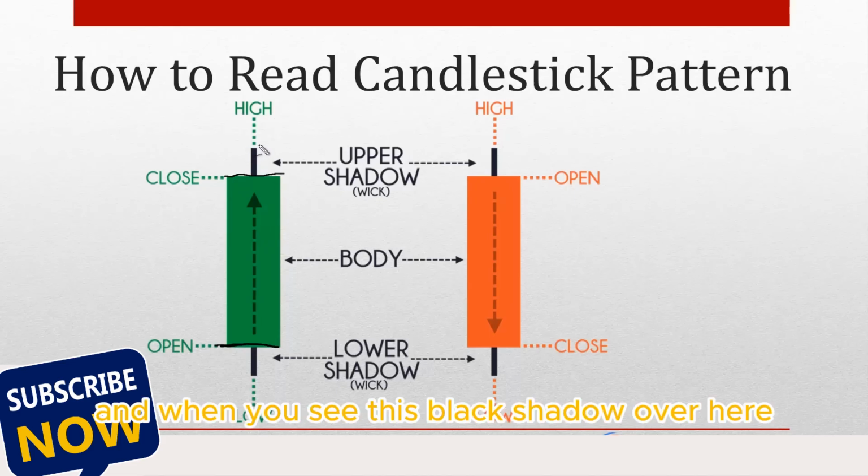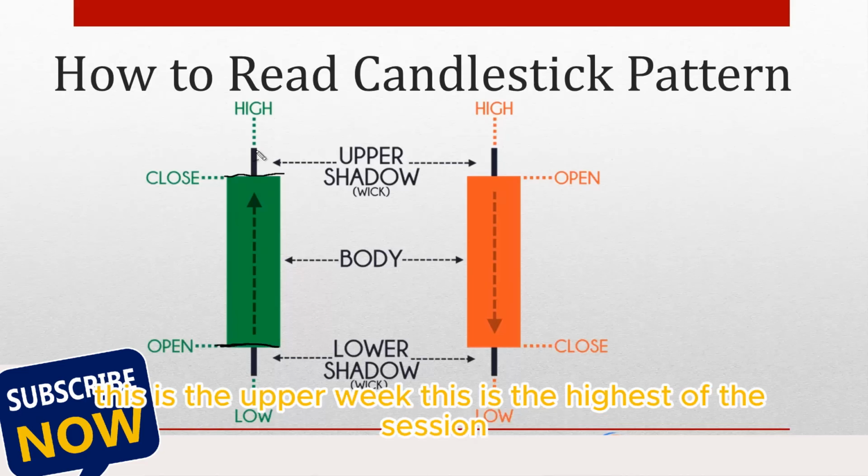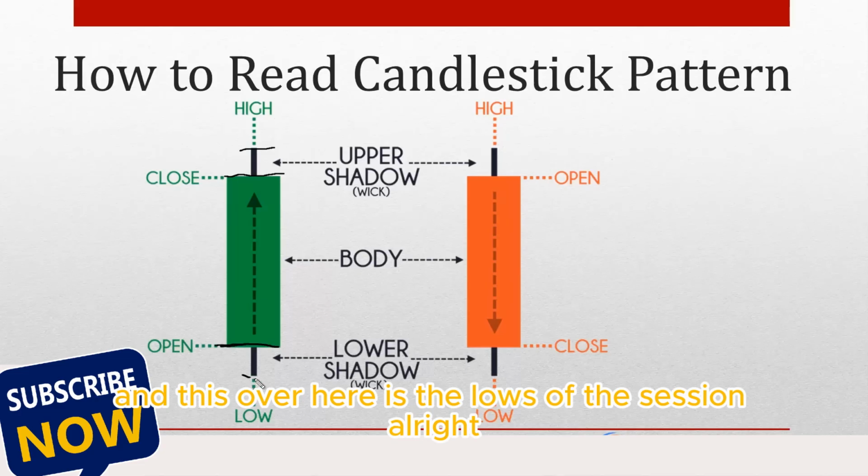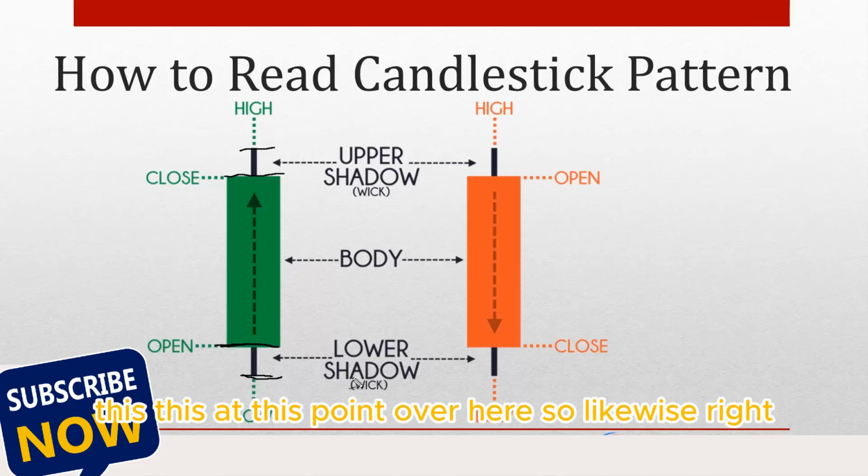And when you see this black shadow over here, we call this a wick. This is the upper wick. This is the high of the session. And this over here is the low of the session.